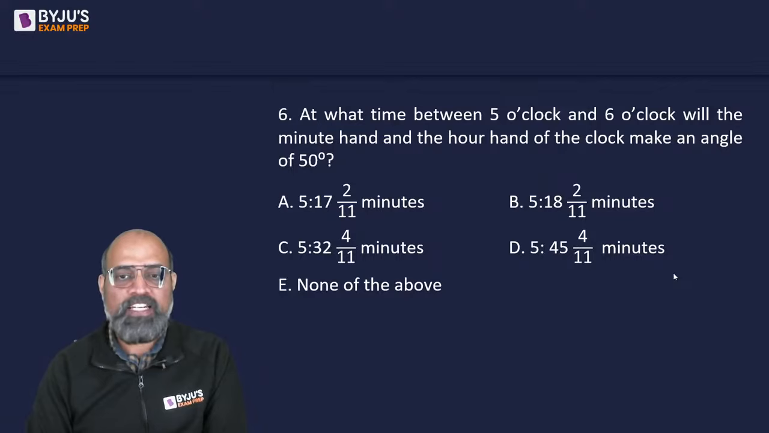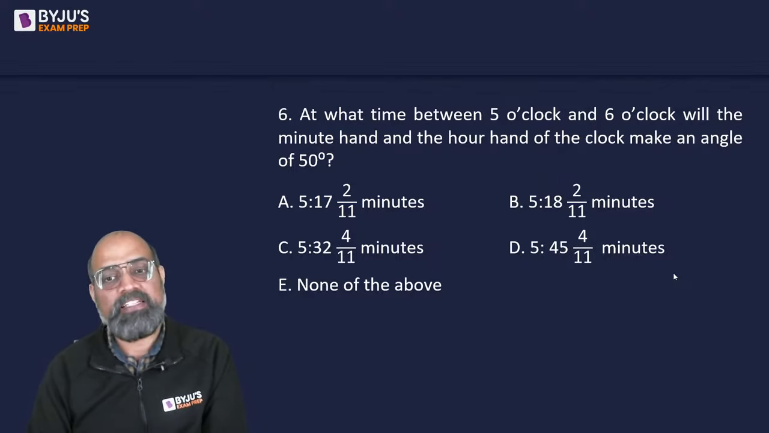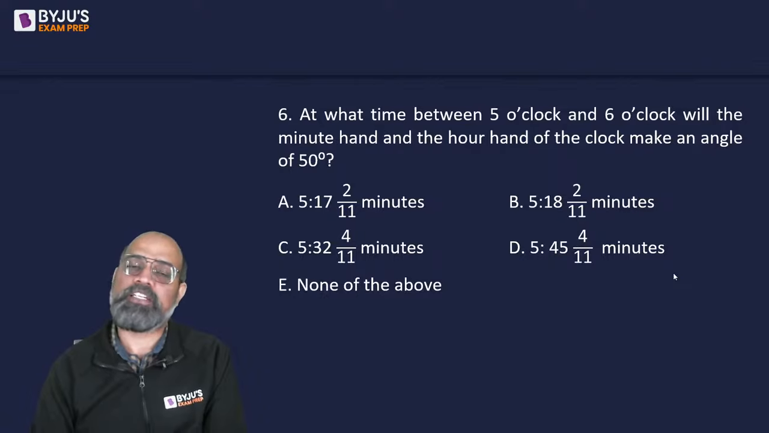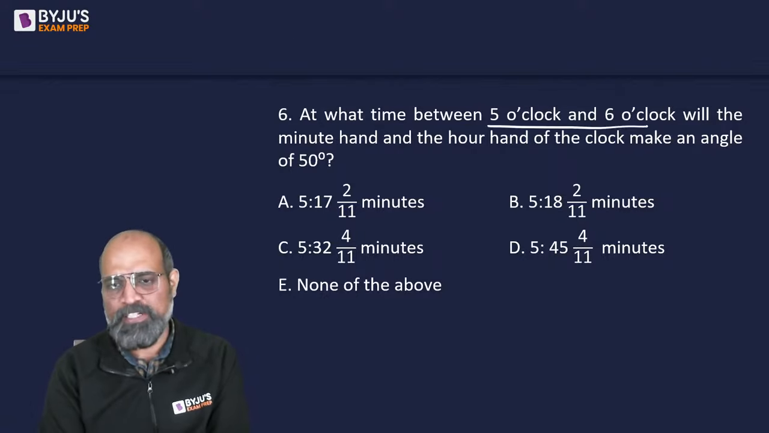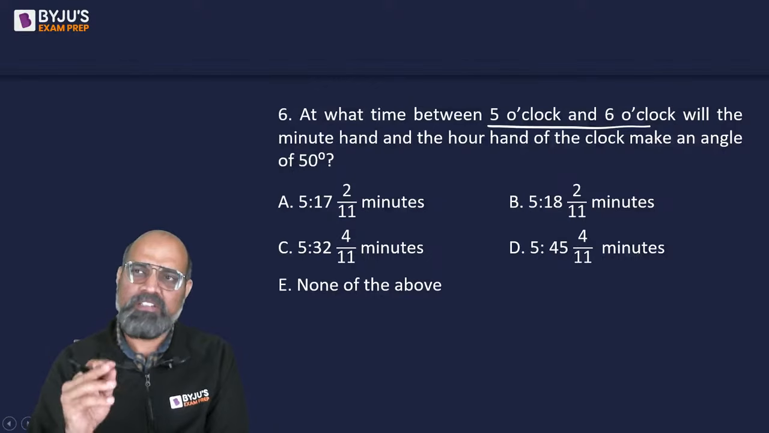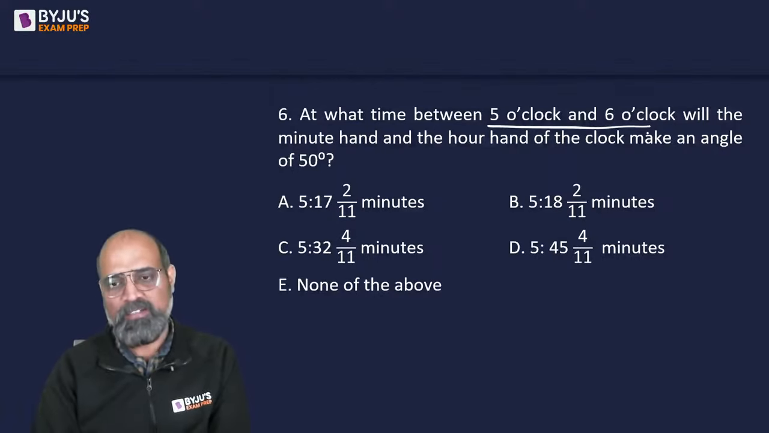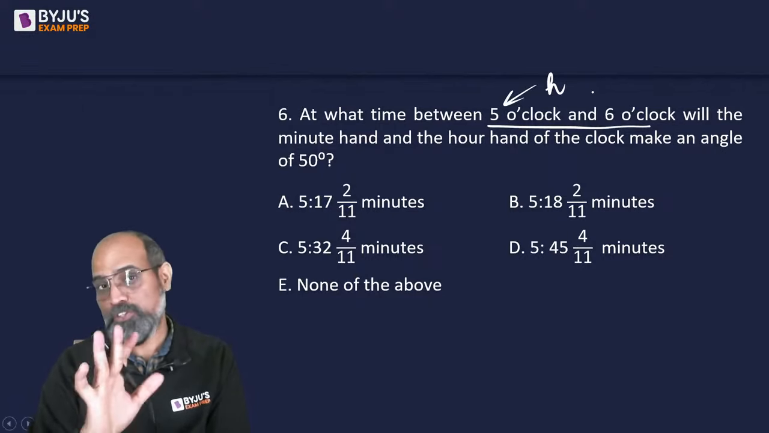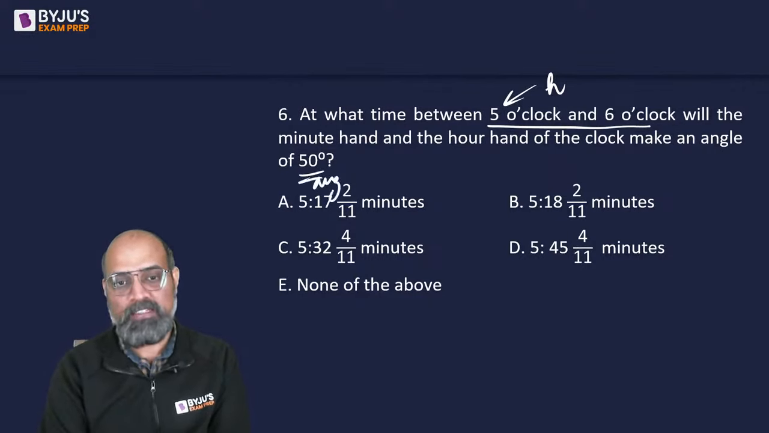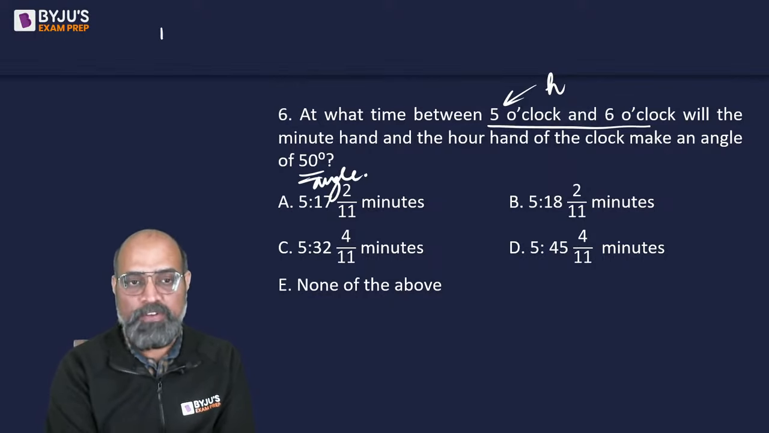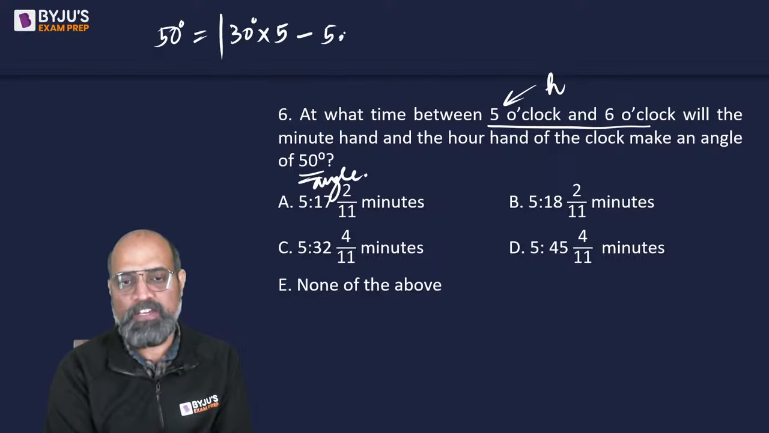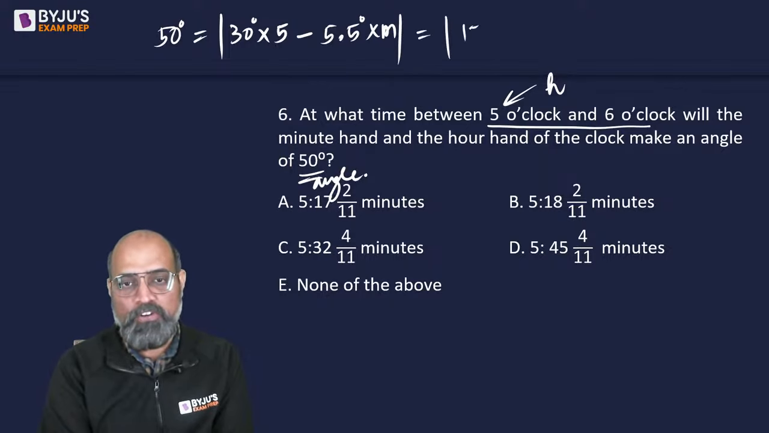Okay, next one is, at what time between 5 o'clock and 6 o'clock will the minute and the hour hand of the clock make an angle of 50 degrees? Now, whatever time it will be between 5 and 6 o'clock, the hands are going to be at an angle of 50 degrees. Can we say that the time is going to be 5 something? So we know the value of h. We don't know the value of m. We know the value of angle. Putting it in the formula, we will get 50 degrees is equal to 30 degrees into hour minus 5.5 degrees into minute, which will give us mod of 150 degrees minus 5.5 degrees into m.